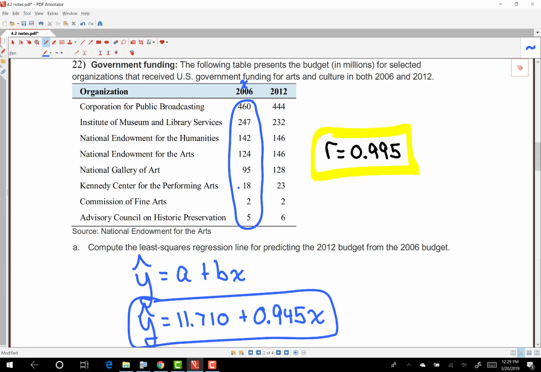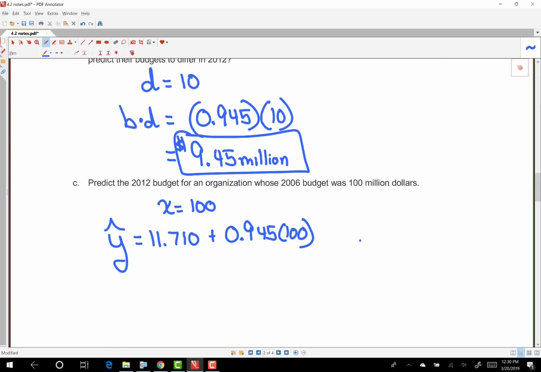So in other words, we can't use this data that we have here and make some crazy prediction like, well, if they were getting $500 million, or like $1 billion in funding, what would the prediction be? Well, $1 billion doesn't fall anywhere within my scope. So I couldn't make that prediction. But here, 100 is what we're predicting with. My lowest is 2, my highest is 460, so 100 falls within that range. So I can use it to make a prediction.